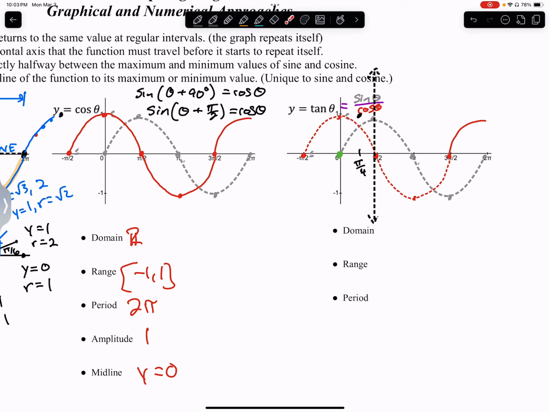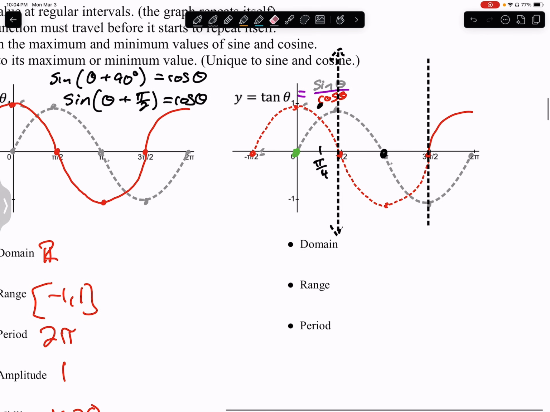Let's say we go here, which is pi. If we take 0 divided by negative 1, we're going to get 0. So we're back here. If we come over here to 3 pi over 2, we've got gray, which is negative 1. At 3 pi over 2, the y value is 0. 1 divided by 0 is undefined. I have a vertical asymptote here. So it looks like we're going to have a vertical asymptote every 90 degrees here.